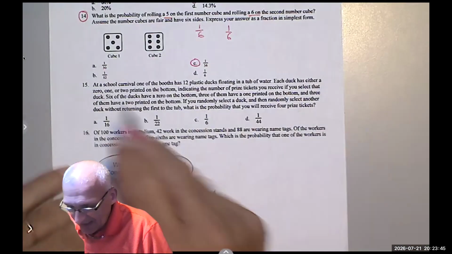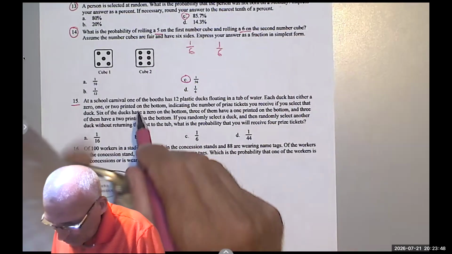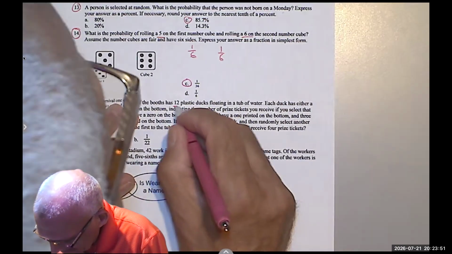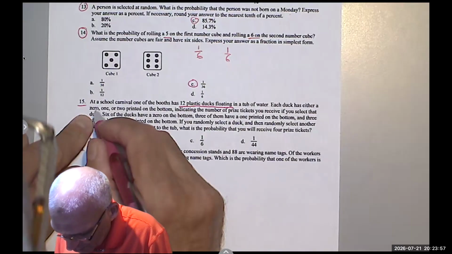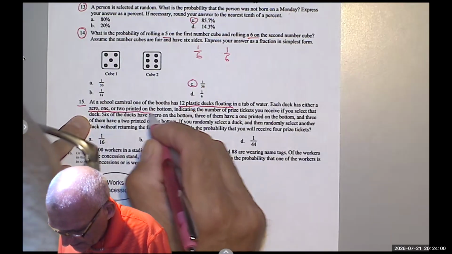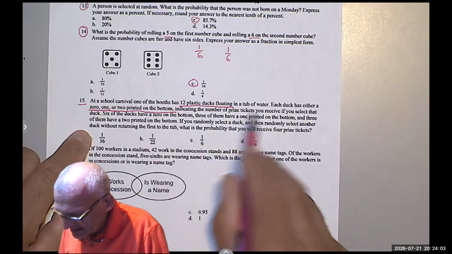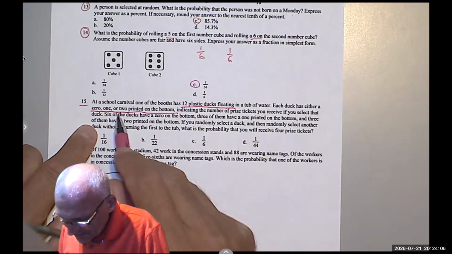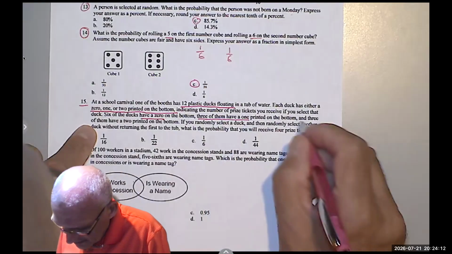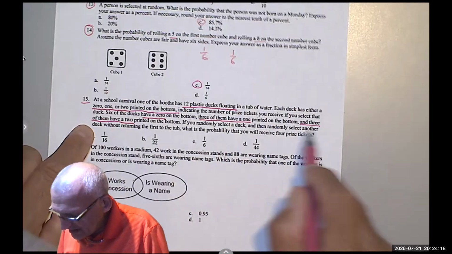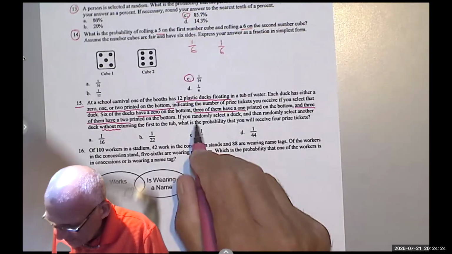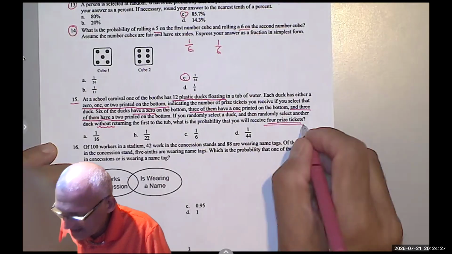At a school carnival, one of the booths has 12 plastic ducks floating in a tub of water. Each duck has either a 0, 1, or 2 printed on the bottom, indicating the number of prize tickets you receive if you select that duck. 6 of the ducks have a 0, 3 have a 1, and 3 have a 2. If you randomly select a duck and then randomly select another duck without returning the first, what is the probability that you will receive 4 prize tickets?